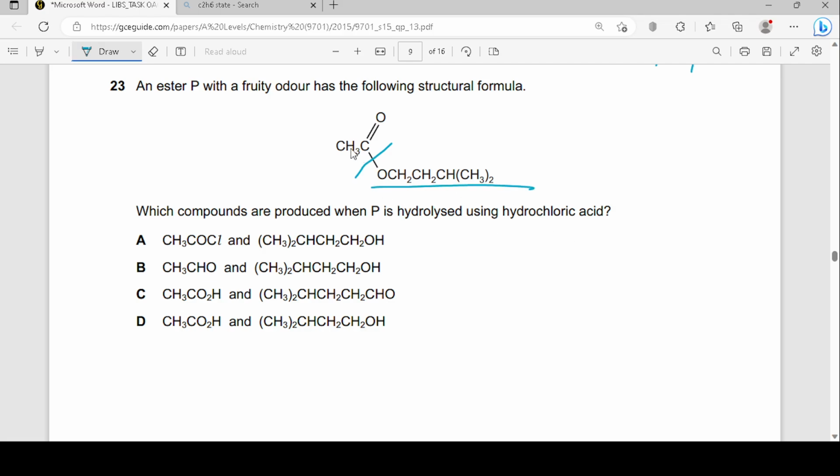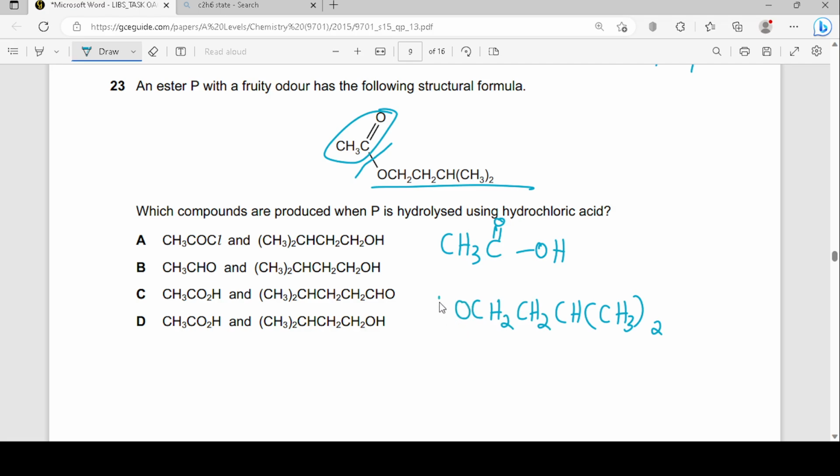Right? So this part will become an alcohol. This part will become a carboxylic acid. Right? So CH3CO. You will get CH3COOH, okay? And then from this part, you will get CH3 twice, CH, I just write it the same way they wrote it, and just add OH there. Okay, so you get these two products.